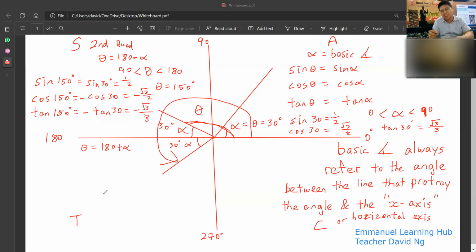You learn the concept. I'm showing you this example only, because your alpha is not always 30 degrees. Your alpha is any angle between 0 to 90 when you do the question. Okay, so theta is 180 plus alpha. So you have sine, cosine, tangent. Okay, sine 210, 180 plus 30, 210 degrees.